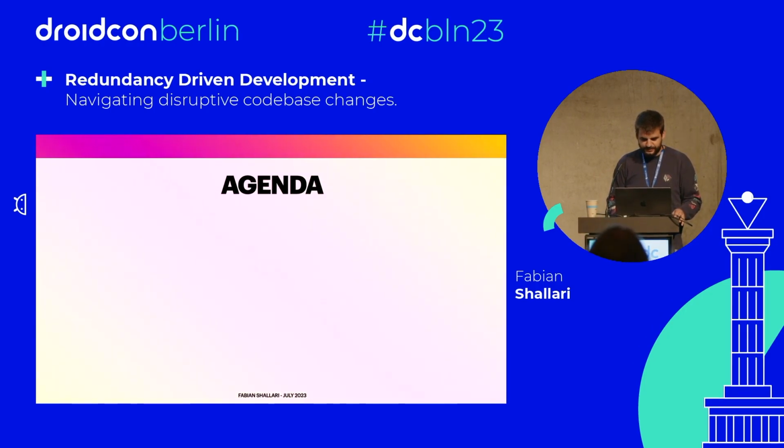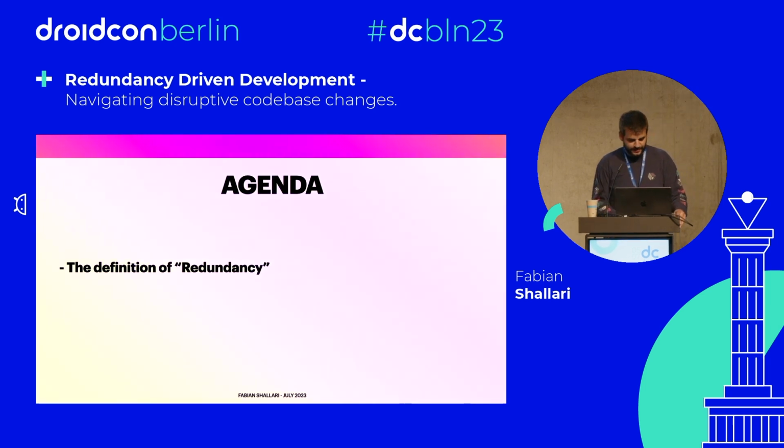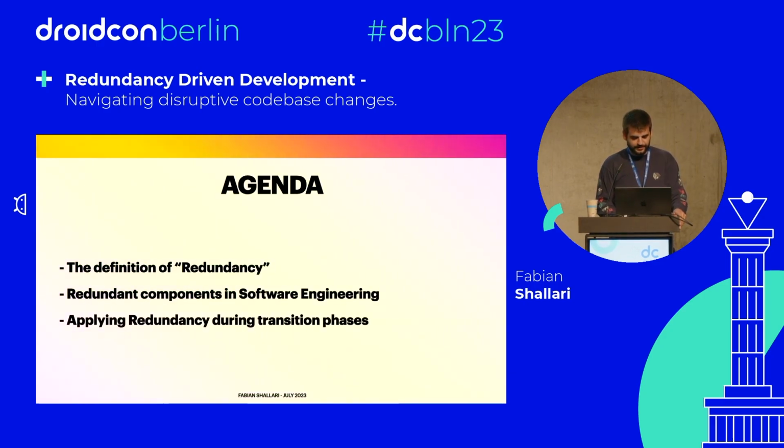So today, a quick overview of the agenda. We're going to start by talking about the definition of redundancy. Then we're going to take a look at some redundant components in software engineering, how we can apply this redundancy during these transition or rewrite or refactoring phases, and then we're going to look at how we can adapt our code bases, adapt as a team, and then clean up in the end.